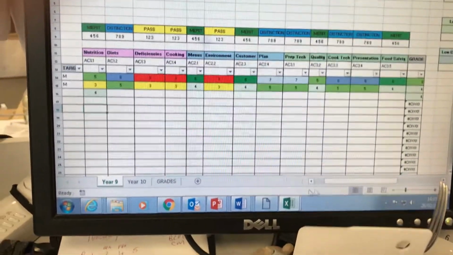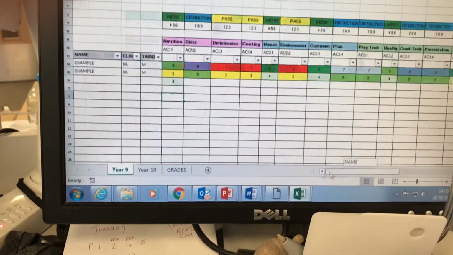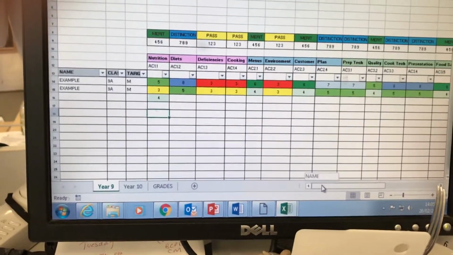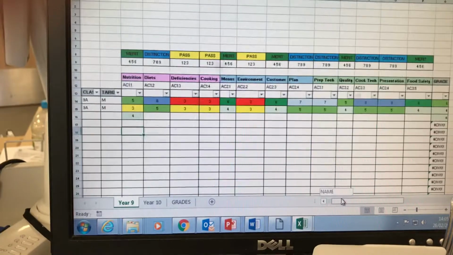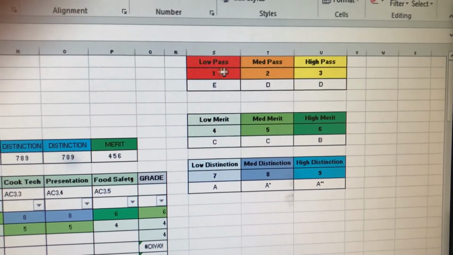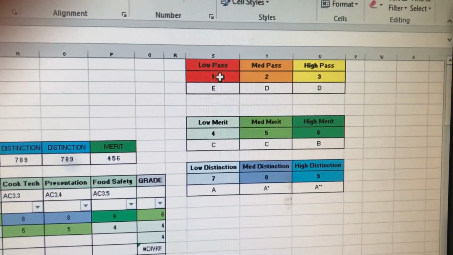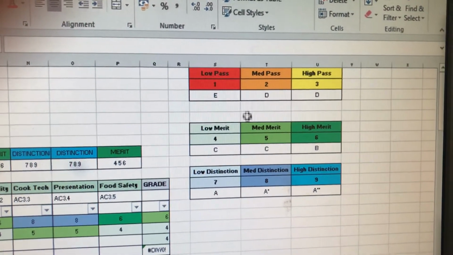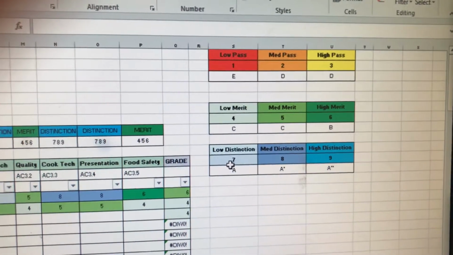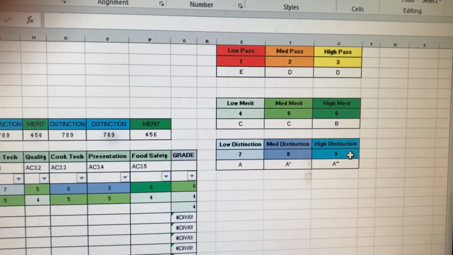A lot of people are always asking about how you can convert your vocational qualifications to fit the 1-9, and hopefully we've done that here with this tracker. So if you have a look, we've given each one a link, or each criteria is linked. We've got a low pass, a medium pass, and a high, so 1-3, then a low merit, a high merit, a low distinction, and a high distinction.